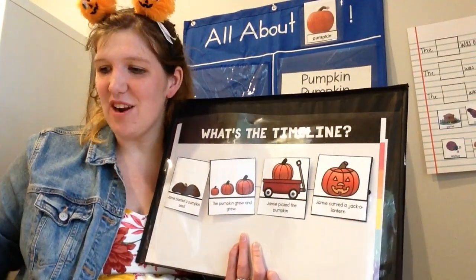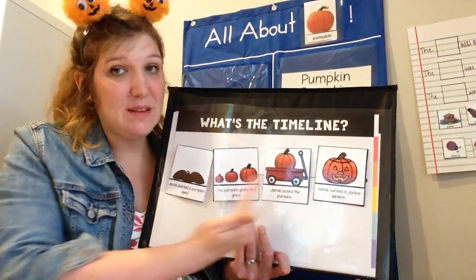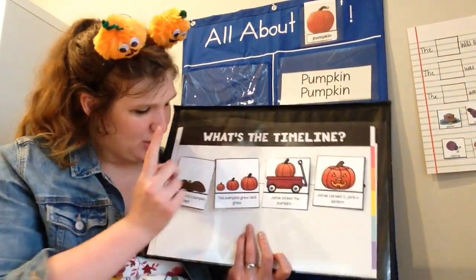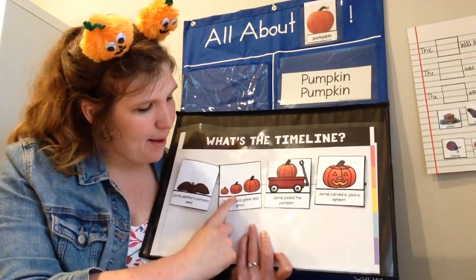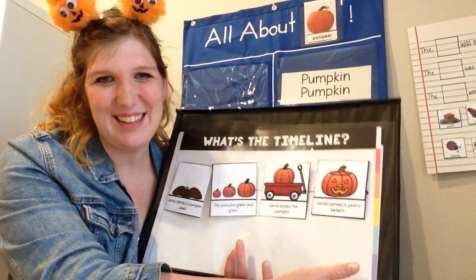And we didn't put this in our sequence, but also at the very end, remember, he also saved some seeds to plant next time. But these are the most important main events of our timeline. Jamie planted a pumpkin seed, the pumpkin grew and grew, Jamie picked the pumpkin, and then Jamie carved a jack-o'-lantern.